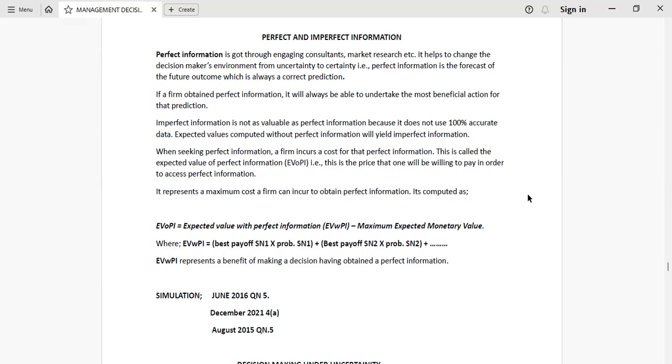So I hope that throws more light on the perfect information, in terms of the live examples that I've given you. So let's try to look at the imperfect information. What do we actually mean by imperfect information? We are saying that imperfect information is based on information that is not very accurate.